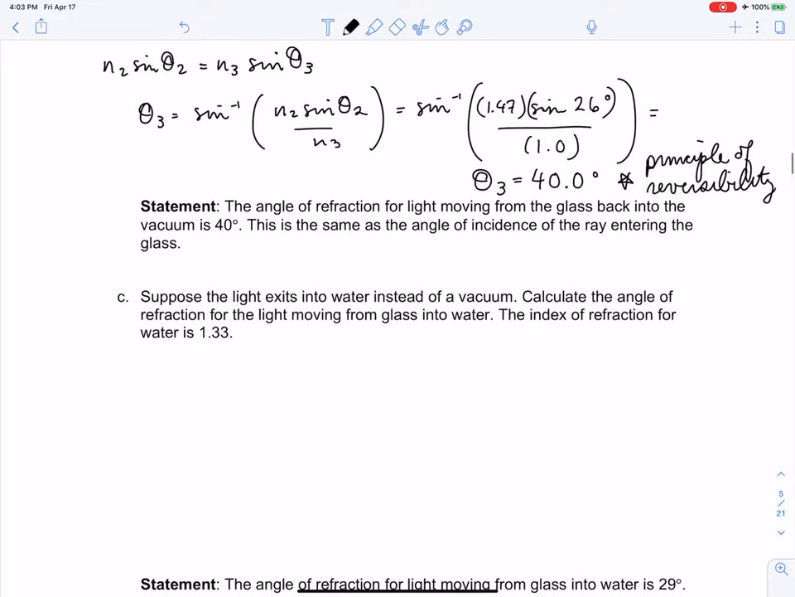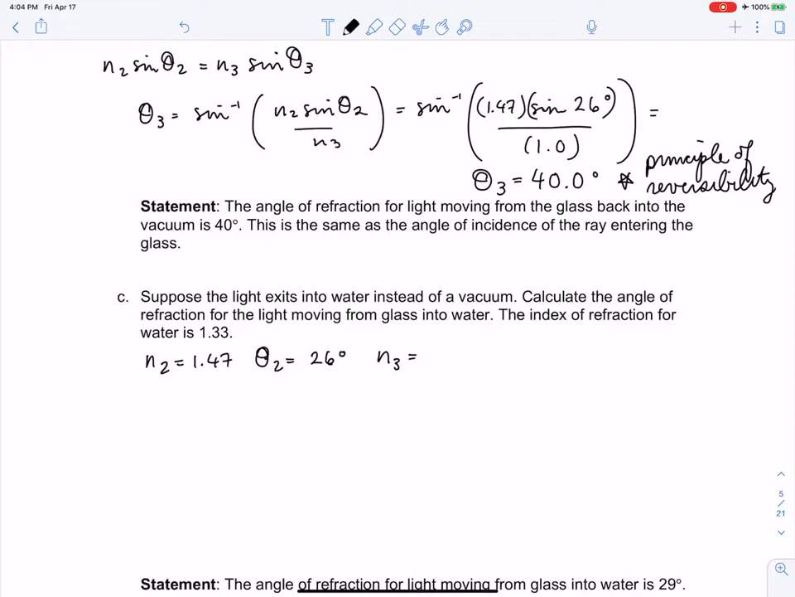In part C, let's suppose the light exits into water instead of a vacuum. Let's calculate the angle of refraction from light moving from glass into water. And we know the index of refraction for water is 1.33. So we are traveling, n2 is glass, which is an index of refraction of 1.47. We know the angle of incidence from glass to water is 26 degrees.